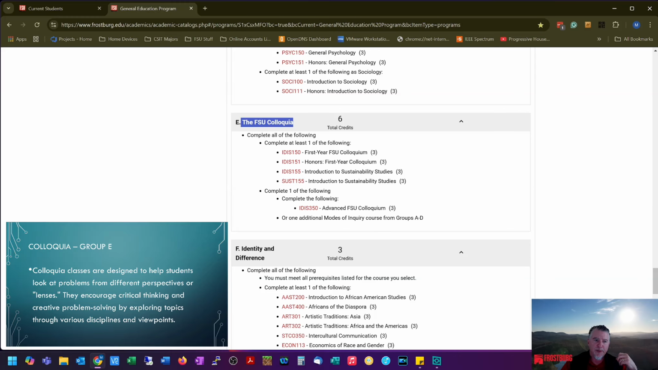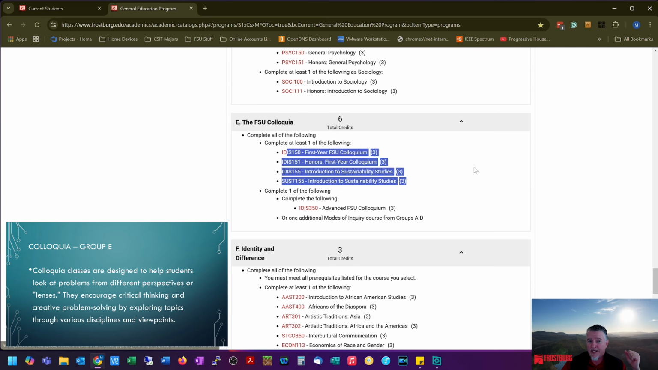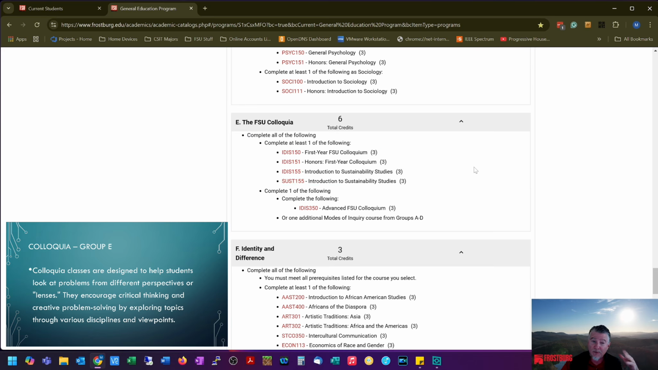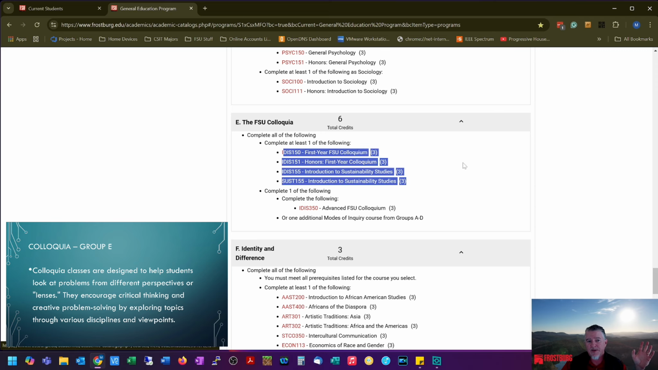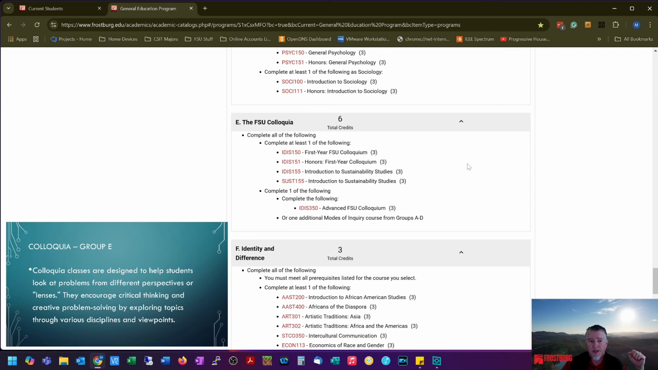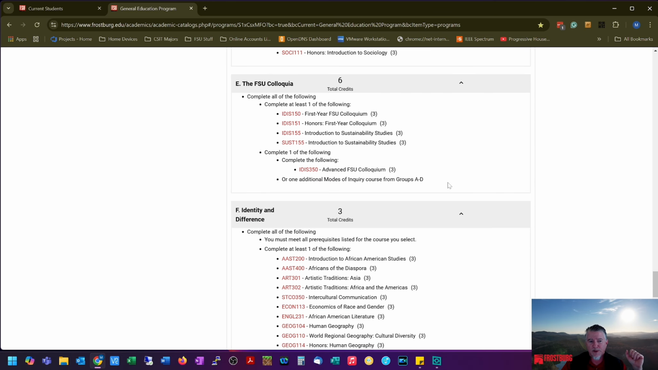Now we're going to get into Group E, the FSU colloquia. Everybody, when you come in, should be in the first year in the IDIS 150 class. That one's pretty straightforward, but sometimes even my transfers, you come in and you don't get this. So we've got to get you put into an FSU colloquium, the IDIS 150, as soon as we can. Now, here's one of those nuances. If we look here at the IDIS 350, right? So complete one of the following, IDIS 350.